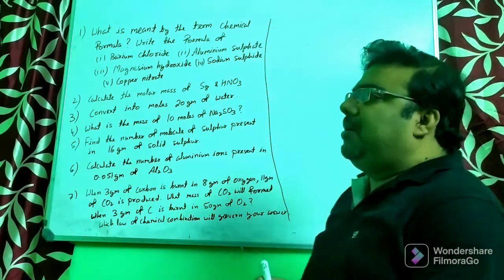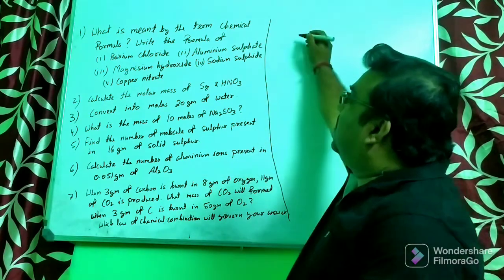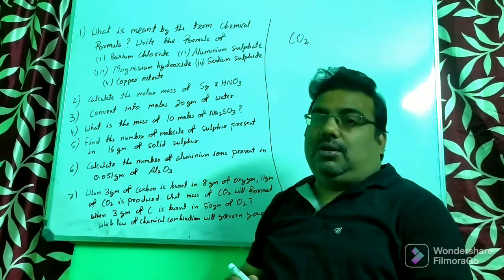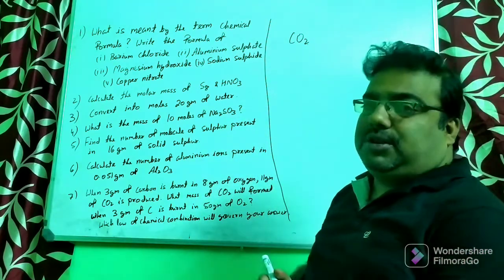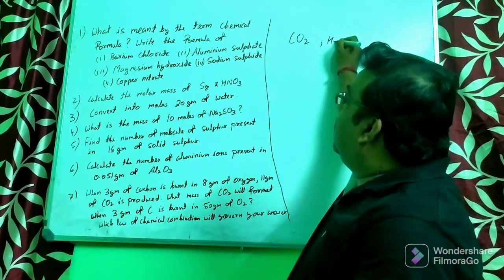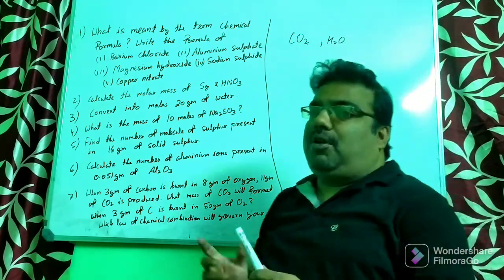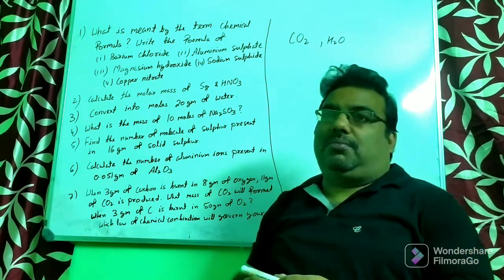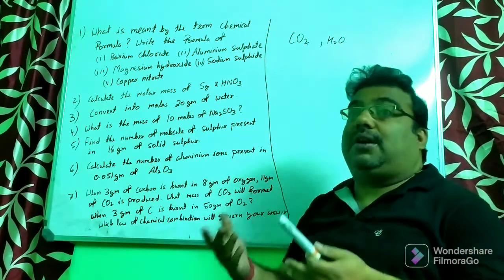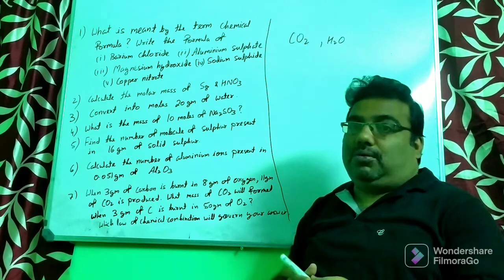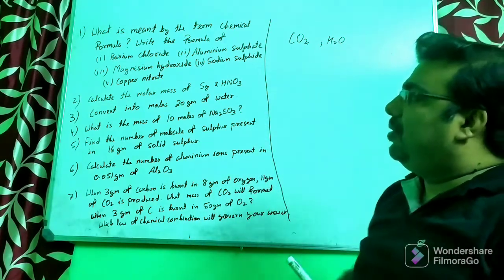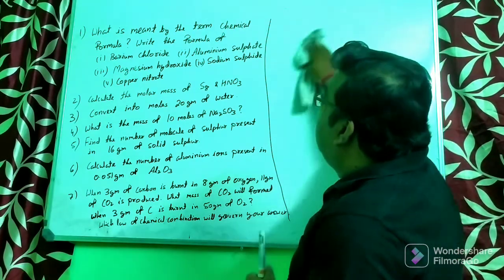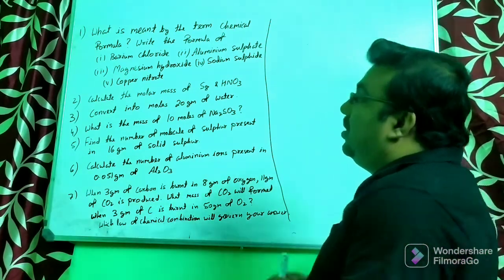For example, carbon dioxide is represented by CO2, and carbon dioxide contains carbon and oxygen. So that is the chemical formula of carbon dioxide. The chemical formula of water is H2O. When you represent a compound with the symbols of the different elements and the number of atoms present in the compound, that is said to be the chemical formula. It is simply a symbolic representation of a compound.